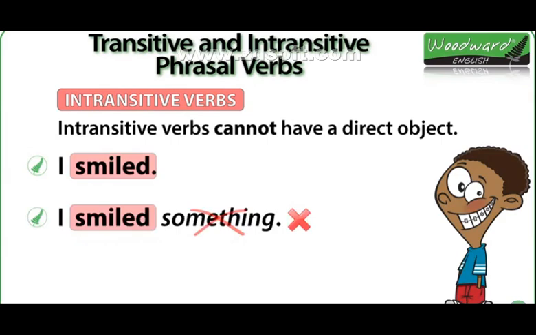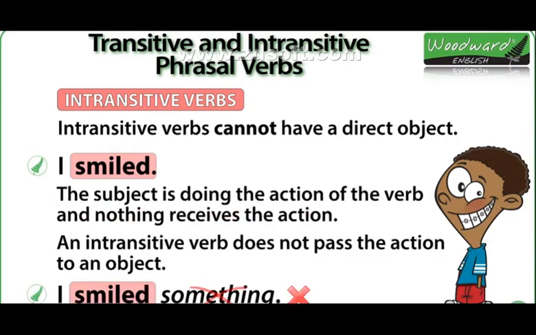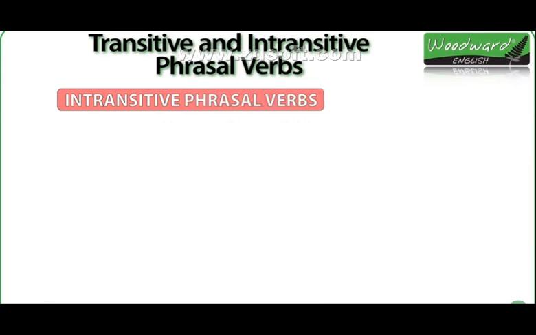We can't smile something. This is incorrect, صح؟ ما بنحتاج مفعول به. The subject is doing the action of the verb and nothing receives the action. خلص فعل ما بيحتاج مفعول به. An intransitive verb does not pass the action to an object. An intransitive verb expresses an action that is complete in itself بحد ذاته مكتمل and it doesn't need an object to receive the action. خلص ما بيحتاج مفعول به إنه يتلقى الفعل.